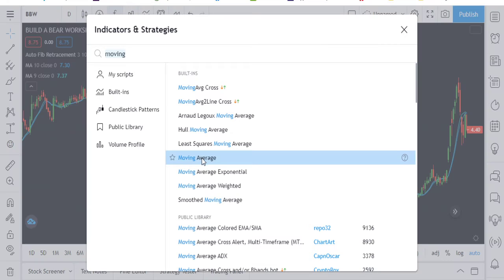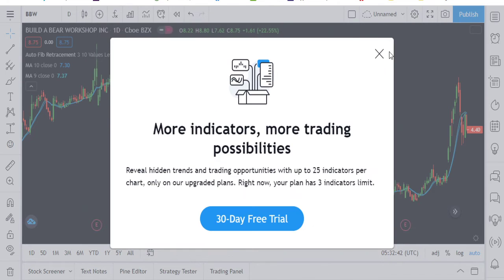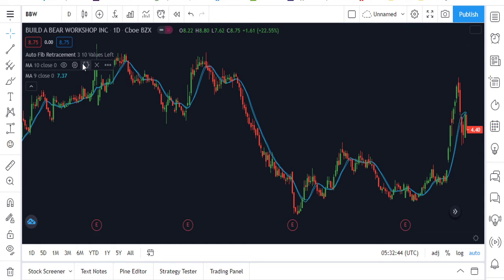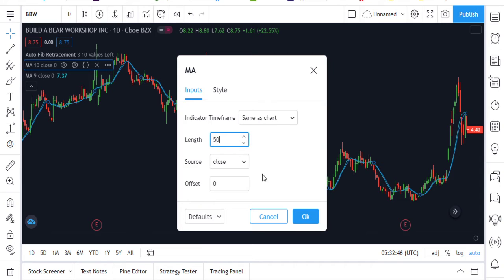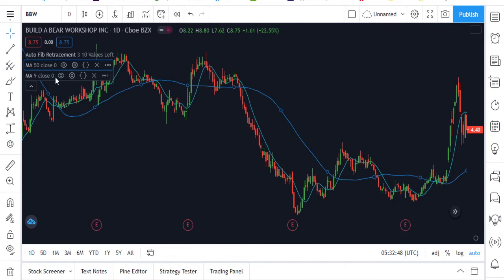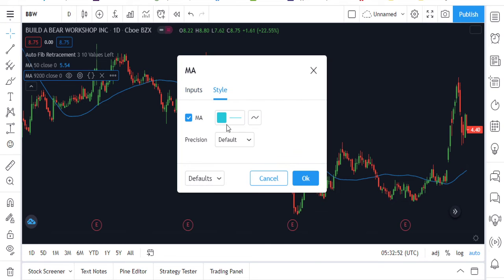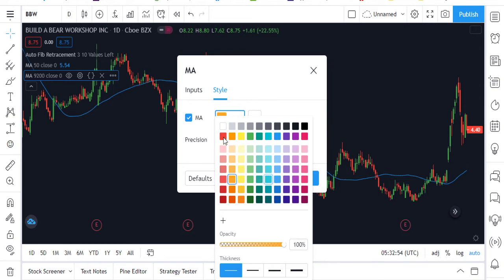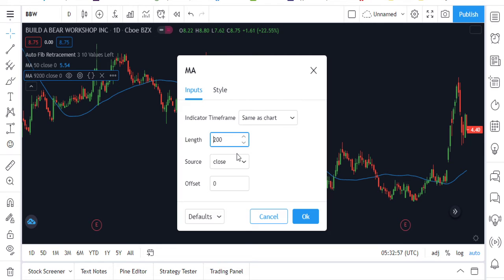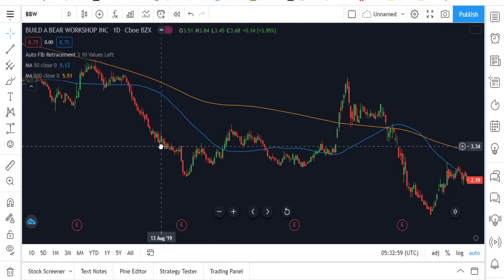I'm gonna add 2 more. Oh, it only lets me add. Oh yeah. So we'll just change this to the 50. And then we'll change this one to the 200. We'll change this to gold. So there you go.